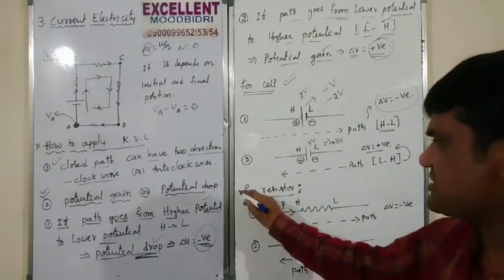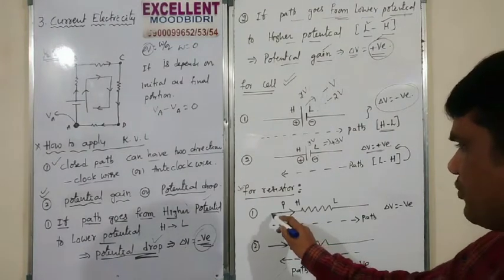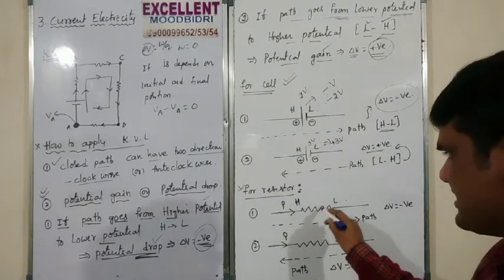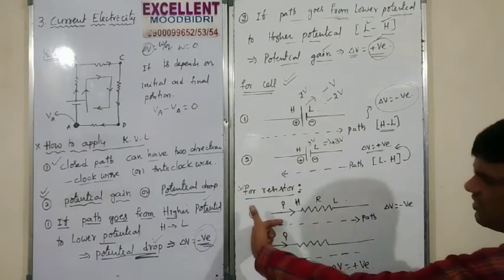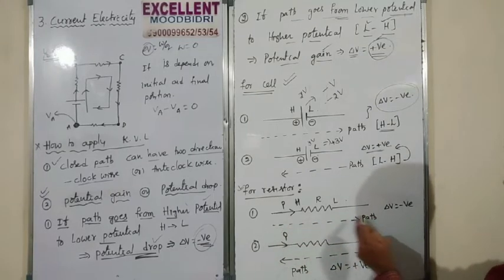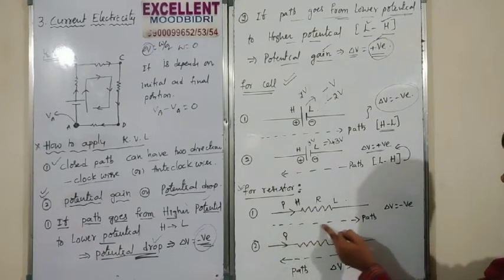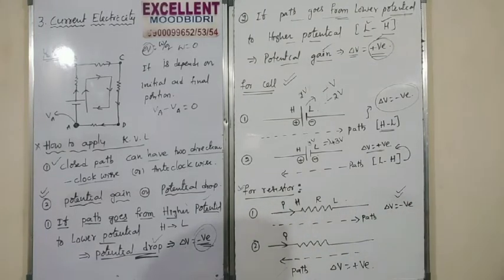Next, for the resistor. Now, the current is flowing in this direction. This is the higher potential, this is the lower potential. This is the resistor R. Now my direction is along the direction of current, my current is moving like that, and my path direction is also the same. In that case, delta V is negative.